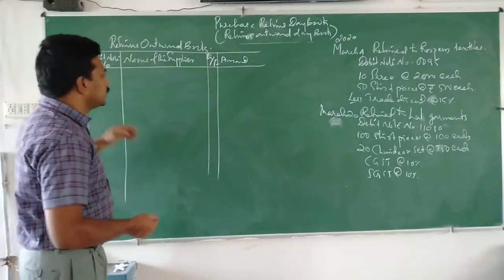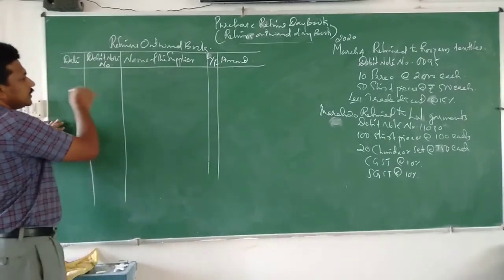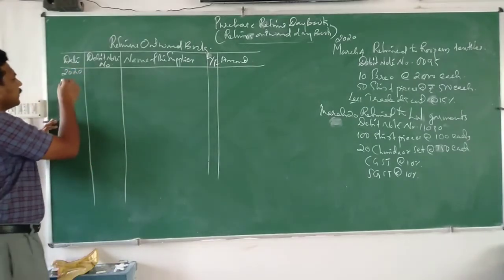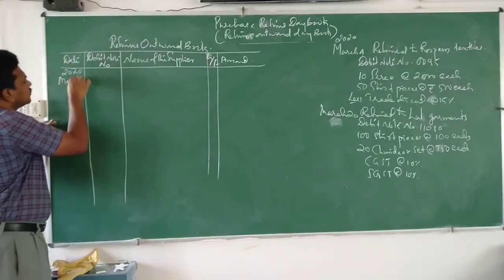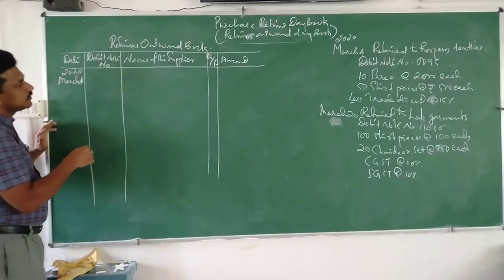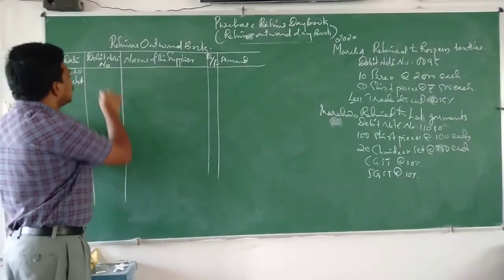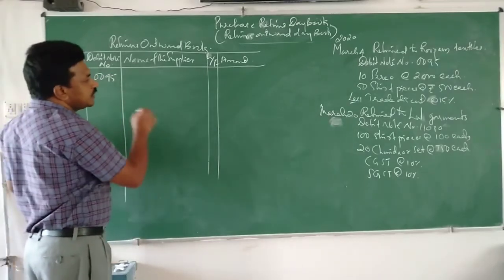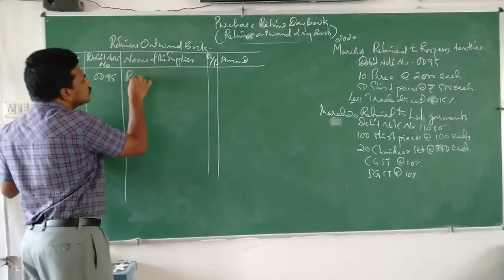So how to calculate it? First we will write 2020, as we have written the same, March 4, debit note number 0095. Name of the supplier, Rubam Textiles.